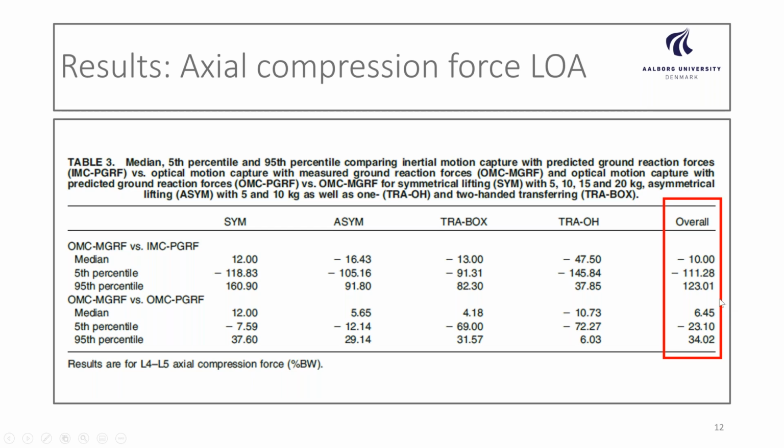Although there are some differences for the inertial motion capture model, as we see here, especially with the 5th and 95th percentile, we still see, for example, using the interclass correlation, there is a good to excellent correlation, indicating they agree to a good extent. And we therefore, based on these results, believe that this kind of analysis, using the inertial motion capture model with predicted ground reaction forces, can be used to get reasonable estimates of the L4-L5 axial compression forces under these dynamic conditions in the field.